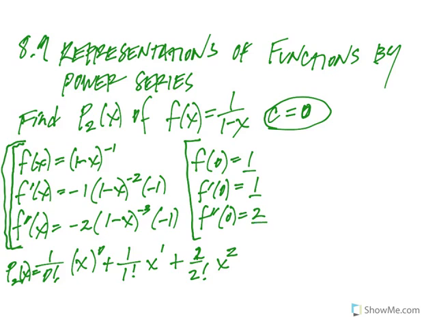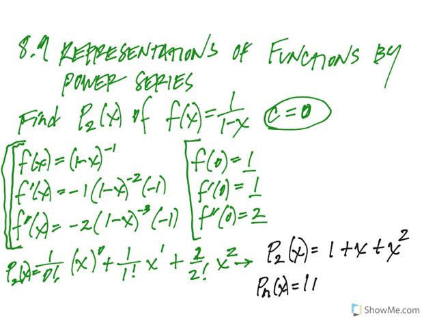It is 1 over 0 factorial, x minus 0 to the 0, plus 1 over 1 factorial, x minus 0 to the first, plus 2 over 2 factorial, x minus 0 to the second. So this will simplify to my second degree polynomial estimation, p sub 2 of x, which will be 1 plus x squared. And then if I want to take it all the way out, p sub n of x would be equal to 1 plus x squared all the way out to x to the n.